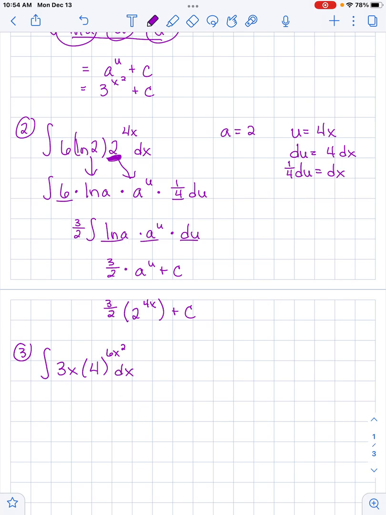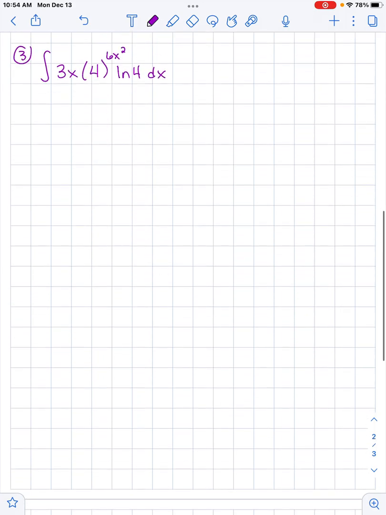Oops, I forgot one part, didn't I? ln 4 dx. Okay, give that a shot. Think about a, think about u, rewrite this, use substitution, and then find the antiderivative.